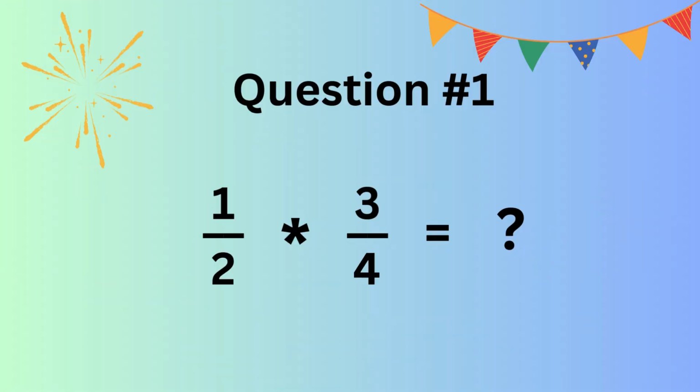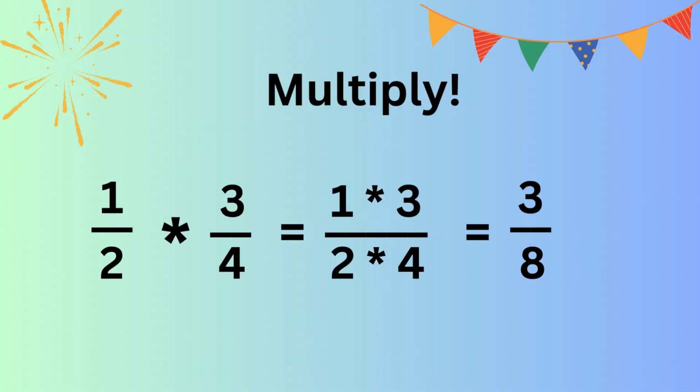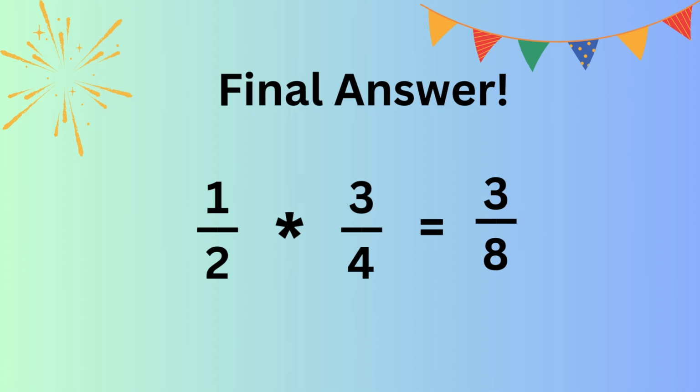Example number 1 is 1/2 times 3/4. Multiply the numerators. 1 times 3 is 3, and then you need to multiply the denominators. 2 times 4 is 8. Therefore, our answer is 3/8.